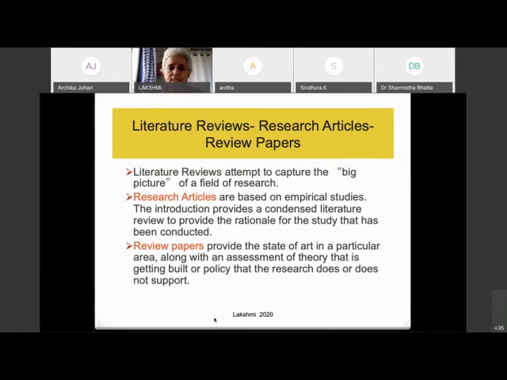Okay, so as I said, research articles are based on empirical studies. The introduction provides a condensed literature review to provide the rationale for the study, and the rest of the paper is about methodology, results, and discussion. And you have review papers that won't have that format. The review paper is what I'm calling the state of the art in a particular area, along with an assessment of theory that is getting built or policy that the research does or does not support.